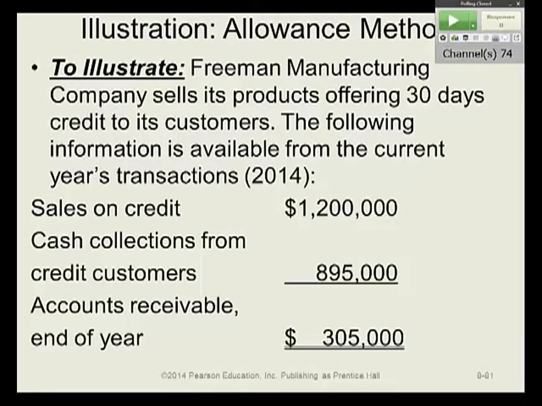And you have credit sales, so you have the debit accounts receivable and credit sales for 1.2. And then we have collections of $895. All right, so that's the way the T account would look, and the ending balance would be $305.